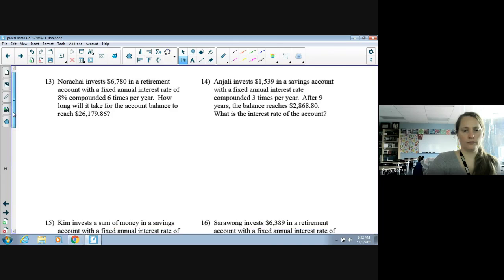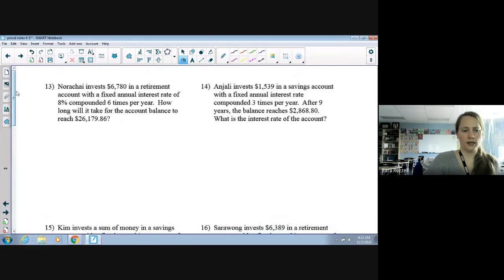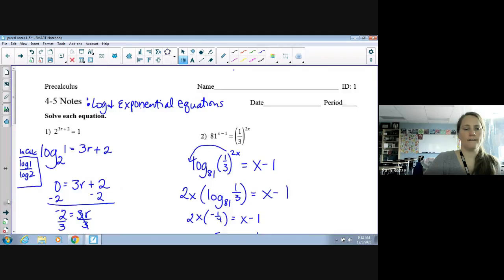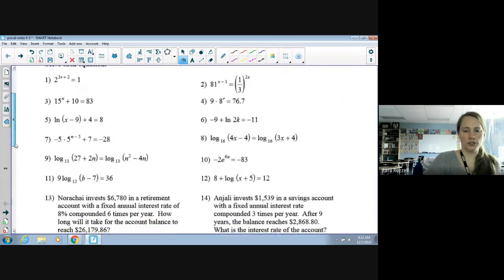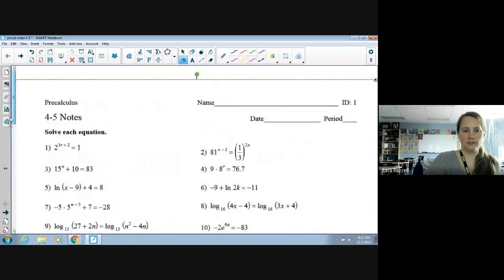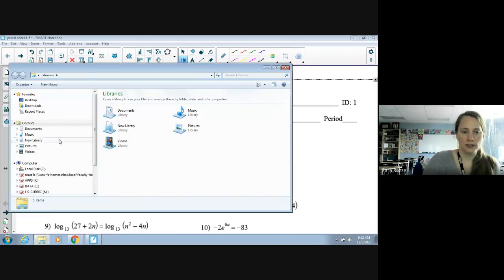Did I click the wrong one? Did y'all have 2 more questions? Or were those your only 2? You did have 2 more? I thought I had 2 more questions on here. I guess this was a different file. Let me pull up those other 2 real quick because I need to show you guys those before we do the word problem ones. Sorry.